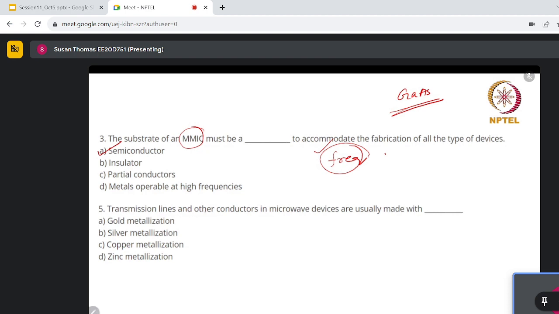Transmission lines and other conductors in microwave integrated circuits are usually made with what? Is it gold metallization, silver metallization, copper metallization, or zinc metallization? You understand that you want to draw some conductor lines. Is it with gold, silver, copper or zinc? Okay, the answer is gold metallization.